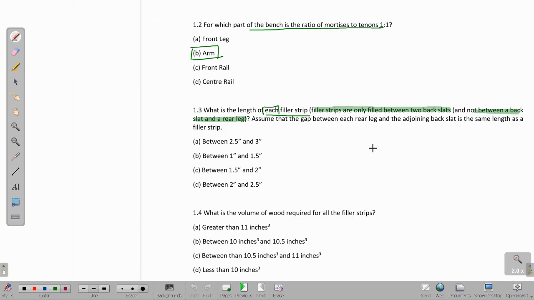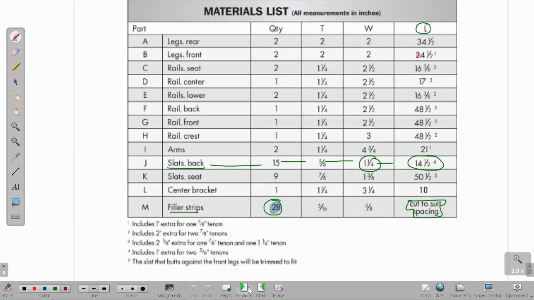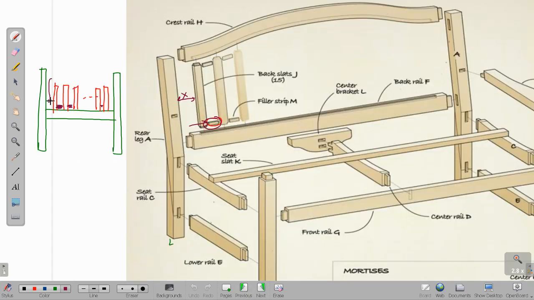Assume the gap between each rear leg and adjoining backslat is the same length as the filler strip. That means the gap between each rear leg and the adjoining backslat, which is not filled, you assume it is the same length as the filler strip. Even if there is no filler strip, the length is the same.